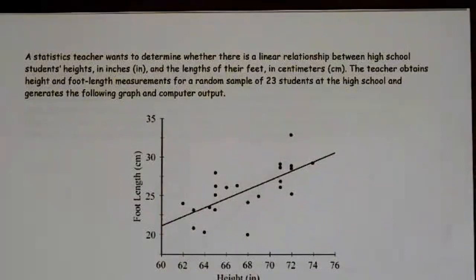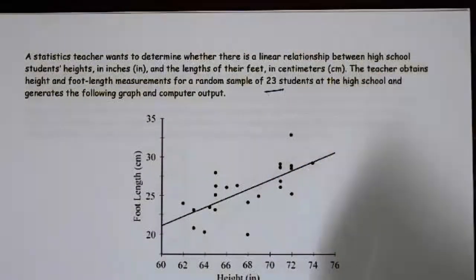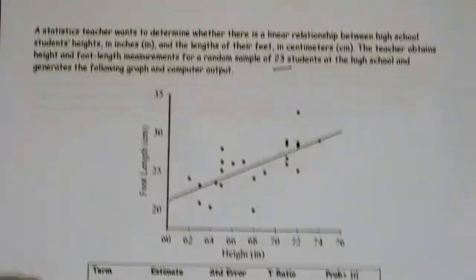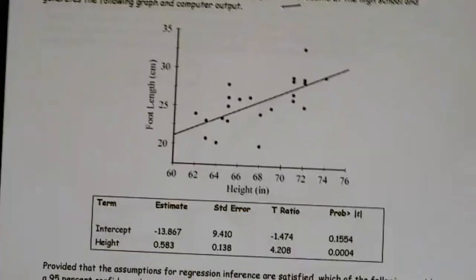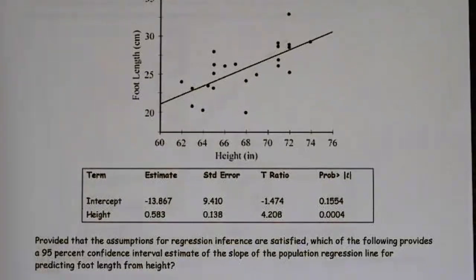I think this is the last of the multiple choice. It is. So a statistics teacher wants to determine whether there's a linear relationship between high school students' heights in inches and the lengths of their feet in centimeters. The teacher obtains height and foot length measurements for a random sample of 23 students, and generates the following output. Now I look at that and go, gosh, that's pretty linear. Provided that the assumptions for regression are satisfied, which of the following provides a 95% confidence interval for the estimate of the slope of the population?